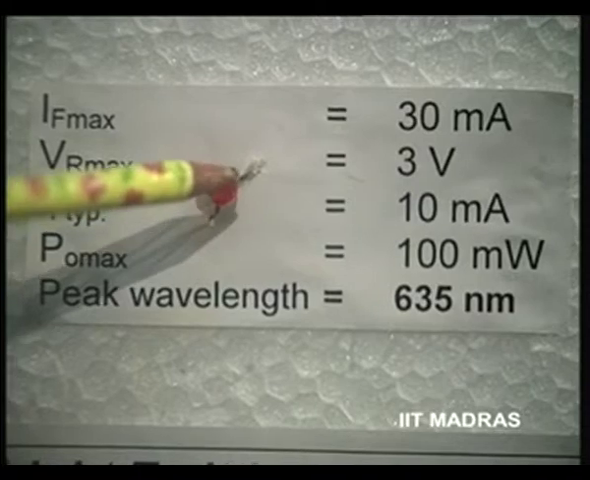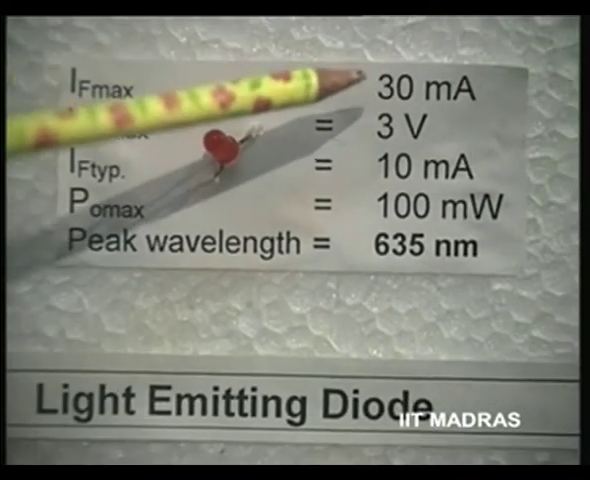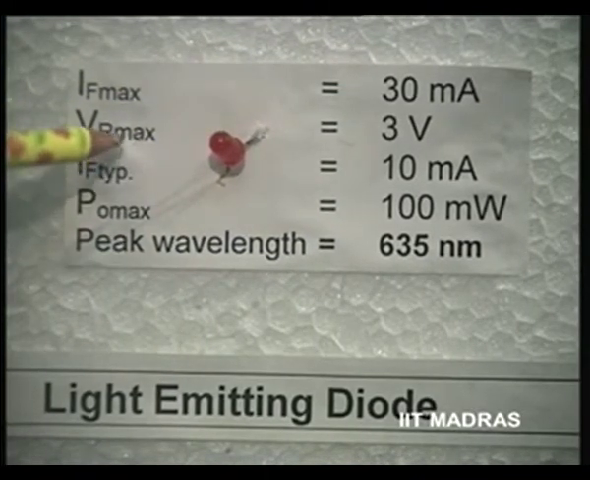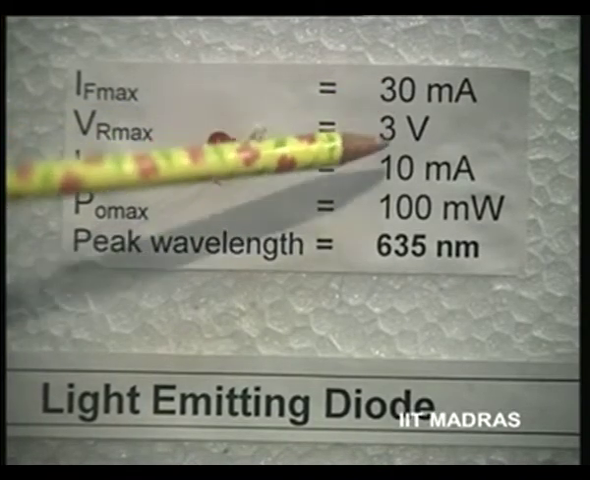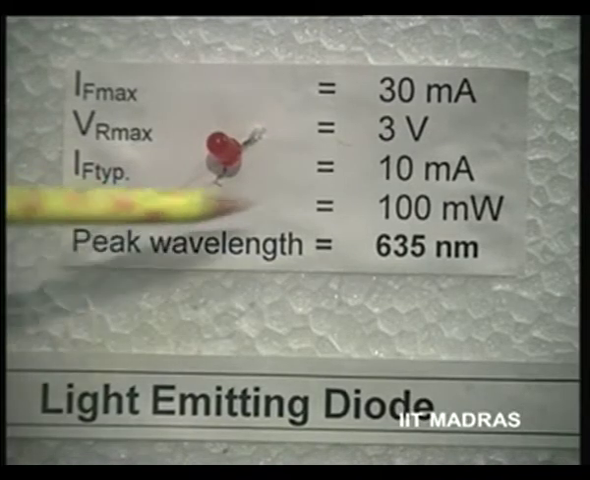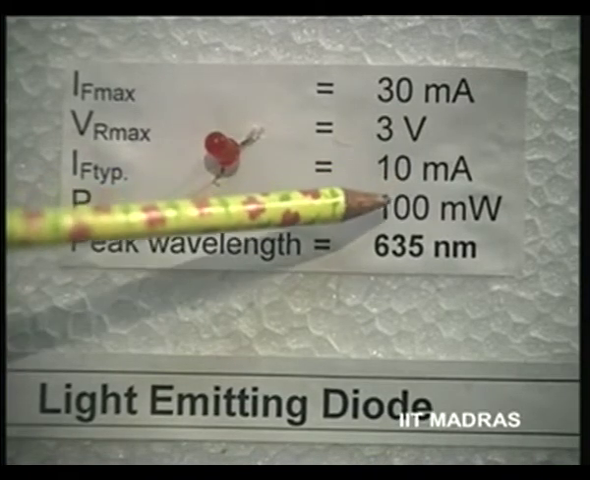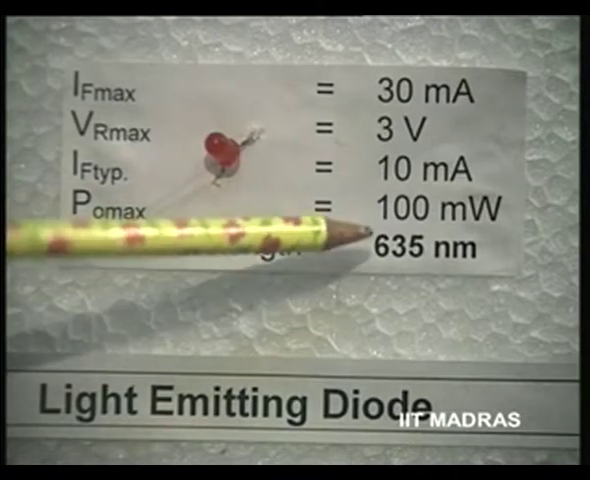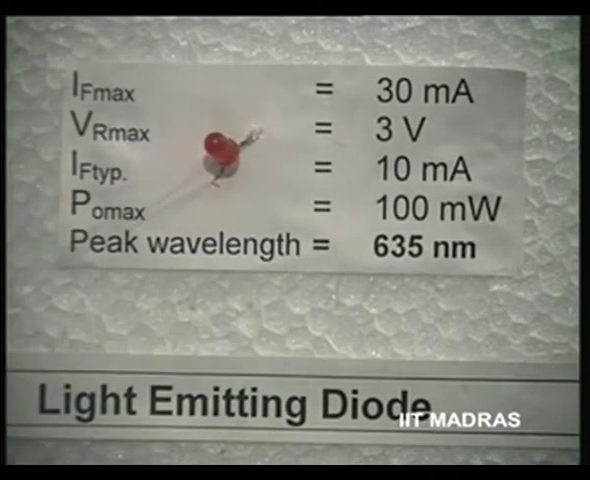The next one is a light emitting diode, LED, red color. This also we had indicated. The IF max is 30 milliamperes, that is the maximum current that you can apply in forward bias mode, and the maximum voltage drop corresponds to about 3 volts at that point. IF typically is 10 milliamperes and P naught max is about 100 milliwatts, the maximum permissible power dissipation. The peak wavelength is 635 nanometers for this LED.